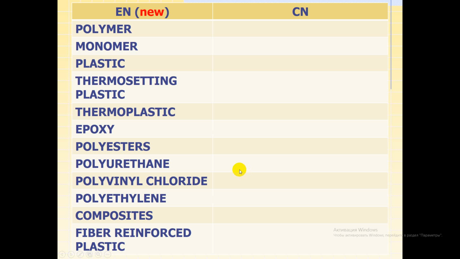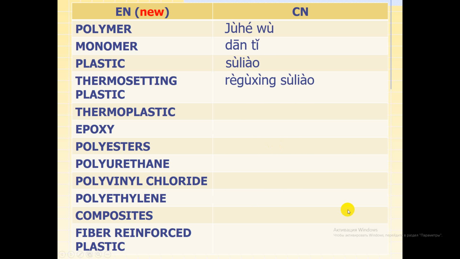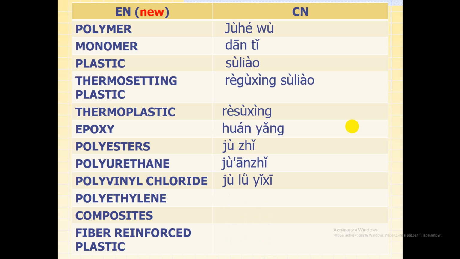And now, vocabulary. Polymer, monomer, plastic, thermosetting, thermoplastic, epoxy, polyesters, polyurethane, polyvinyl chloride, polyethylene, composites, fiber reinforced plastic.